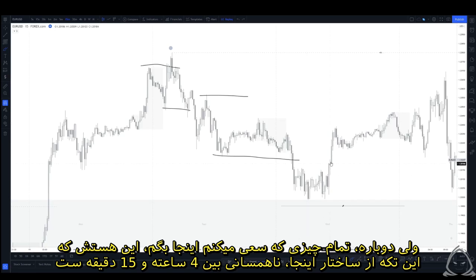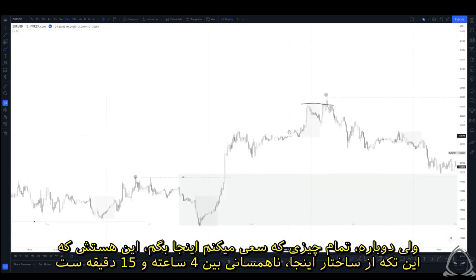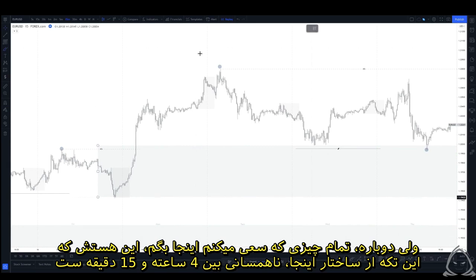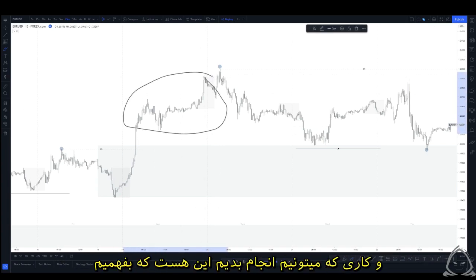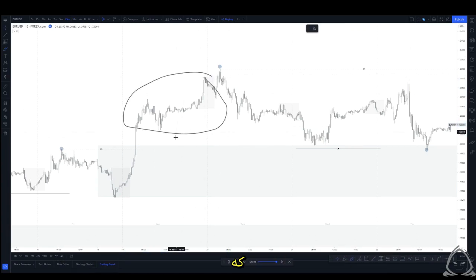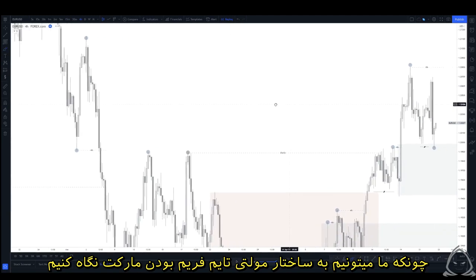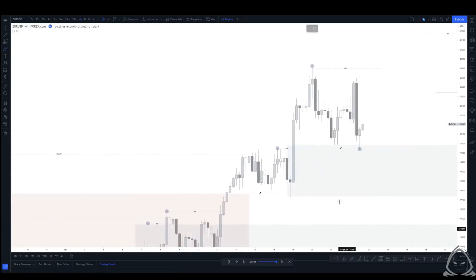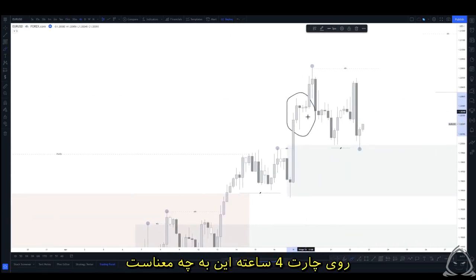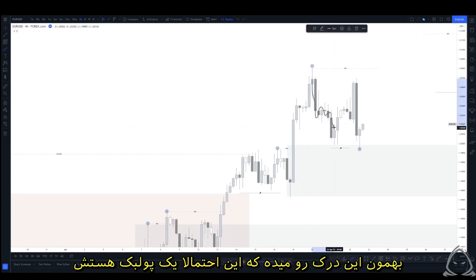But again, all that I'm trying to convey here is that this little bit of structure right here was the variance between the 4 hour and the 15 minute. And what we are able to do is understand that this 15 minute breaking structure and starting to create a downtrend does not mean that price action is going to continue bearish, because we're able to look at multi-time frame market structure and see what that actually means on a 4 hour chart. It gives us a better understanding that this is more than likely a pullback.